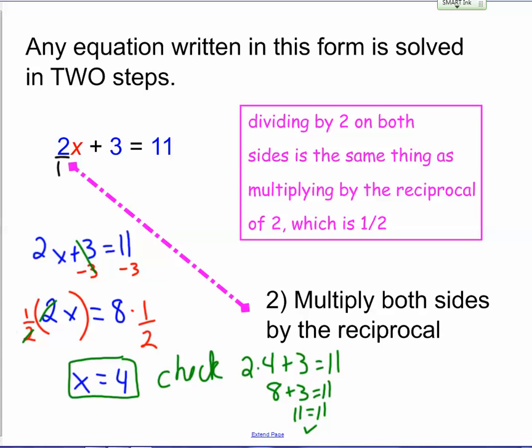So when we solved this one, we subtracted 3 from both sides, and then that reciprocal of 2 is a half. I could just divide both sides by 2 and I'll still get 4. But when you have a fraction, it's easier to think about the reciprocal of that fraction. And then you always show a check.